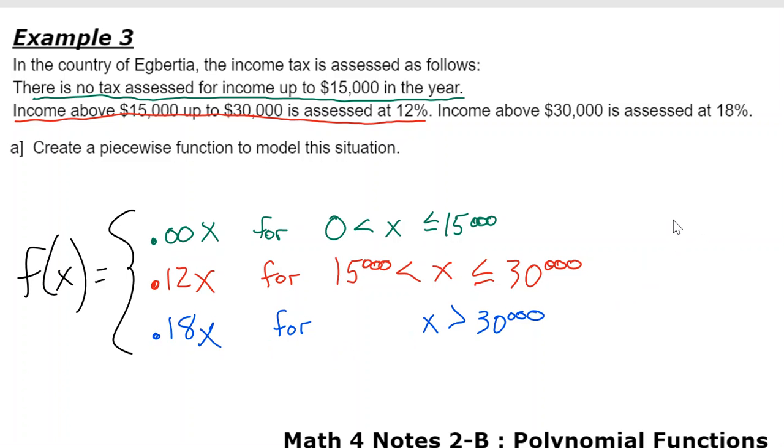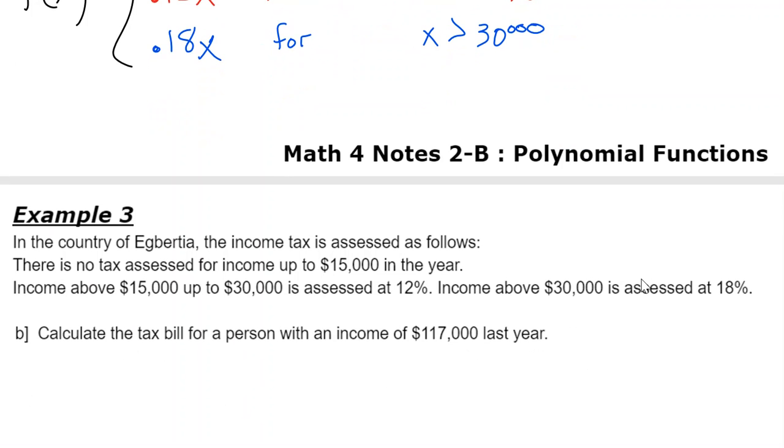So when we get asked our next question, what about the person that makes 117,000? We'll say, well, 117,000 is certainly above 30,000, so this would be a blue situation. We're going to say 0.18 times 117,000. I'm trying to remember what it was. That's right, I plugged my phone in. Well, we'll do it the old-fashioned way. I'll just pause and go get my calculator. Okay, and my handy-dandy calculator said $21,060.